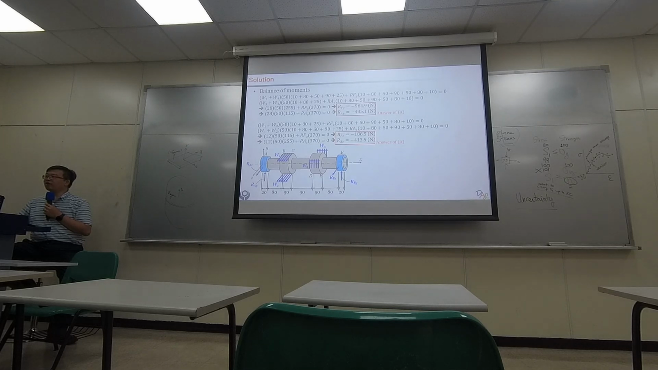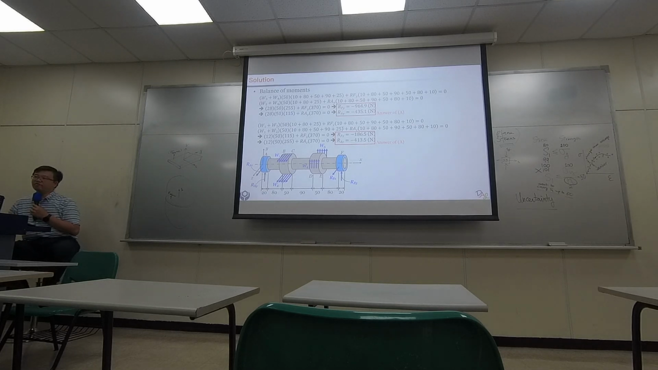Then you have a balance of moment like this. After the derivation, we realize that Rfy is actually negative, so this reaction force actually goes down. So do balance of moments like these, and at the end you can get all the reaction forces.